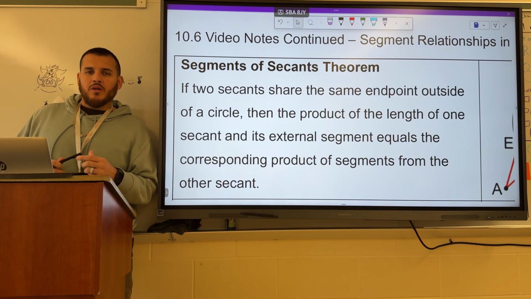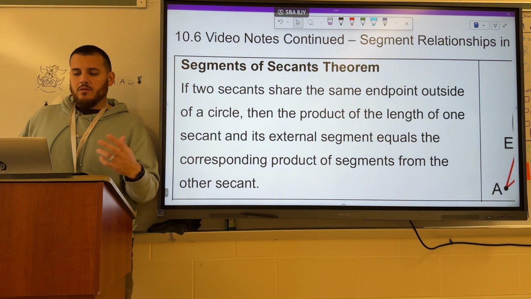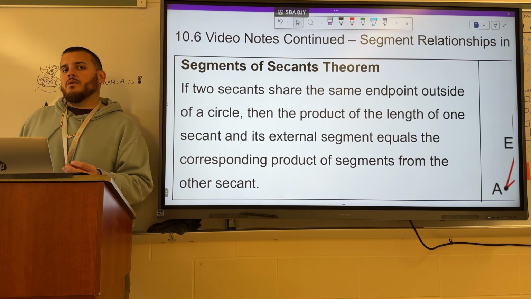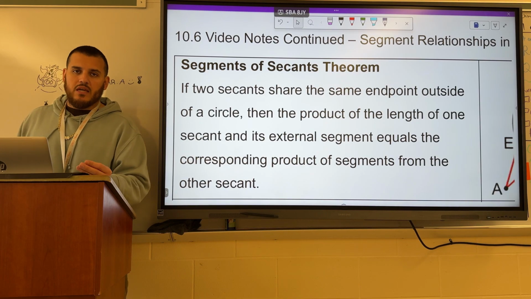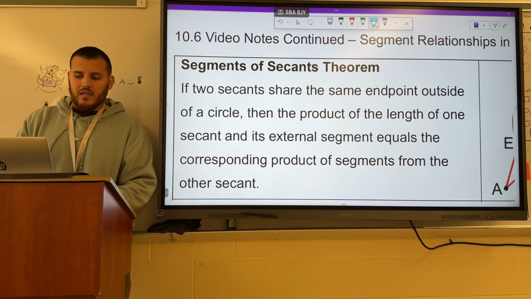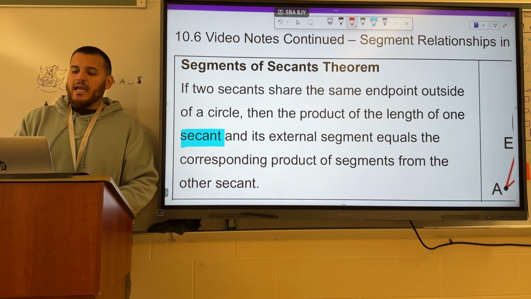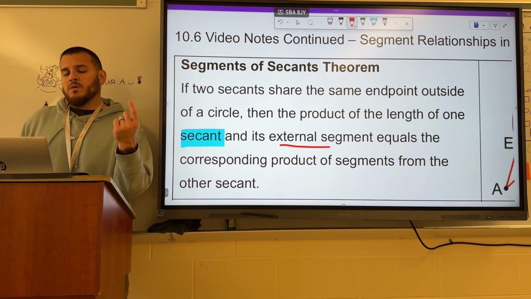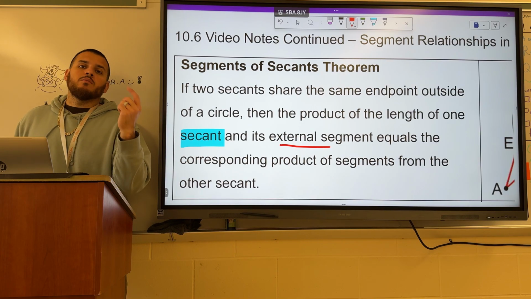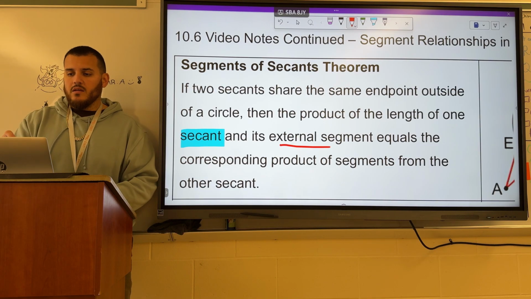Our chords theorem was pretty straightforward, just taking the individual segments and multiplying them together, setting them equal to each other. Our theorems for secants and tangents, though, are a little bit more complex because of the pieces that we have to use in our math, right? So here's the deal. The product of the length of one secant, so the entire secant, and its external segment, which would be the piece that's outside of the circle, the external part, is going to be equal to the product of the corresponding parts from a second secant.